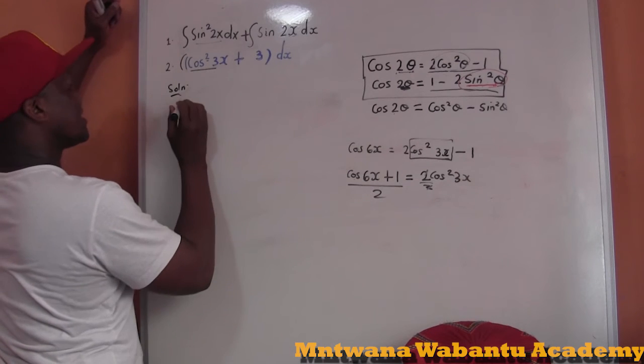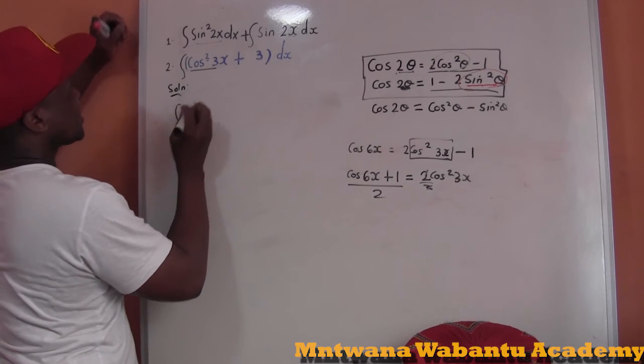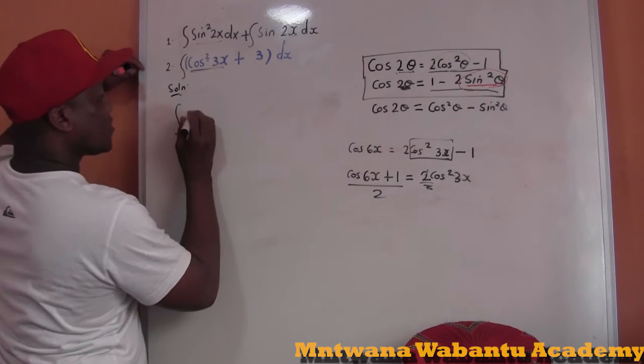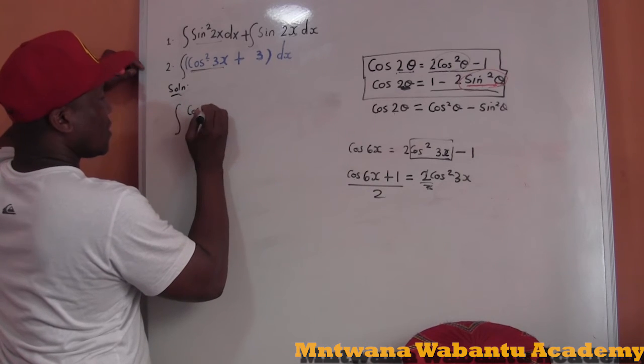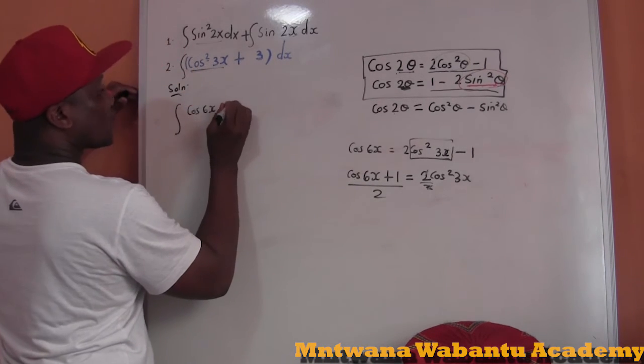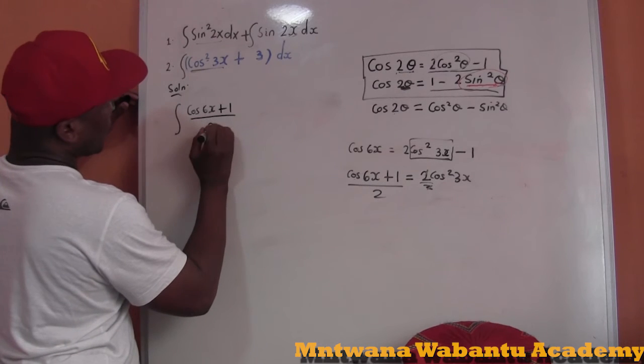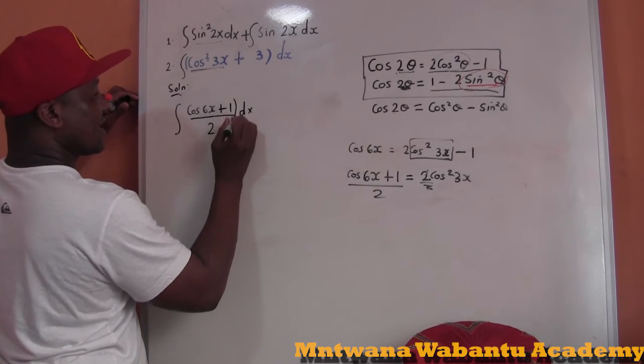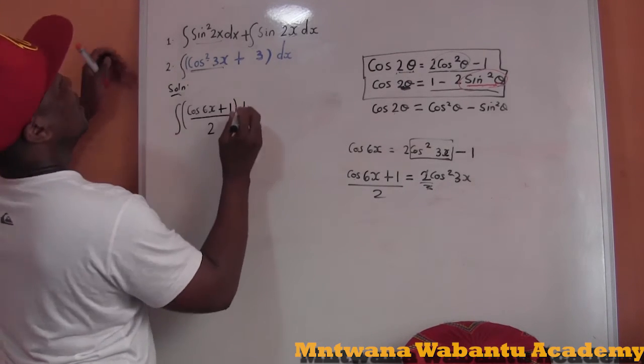Now I'm going to replace this. So I'm going to say integral. Instead of saying this alone, I'll replace with cos 6x plus 1 over 2 dx. Remember, there is a bracket here. Now we go for the second one.